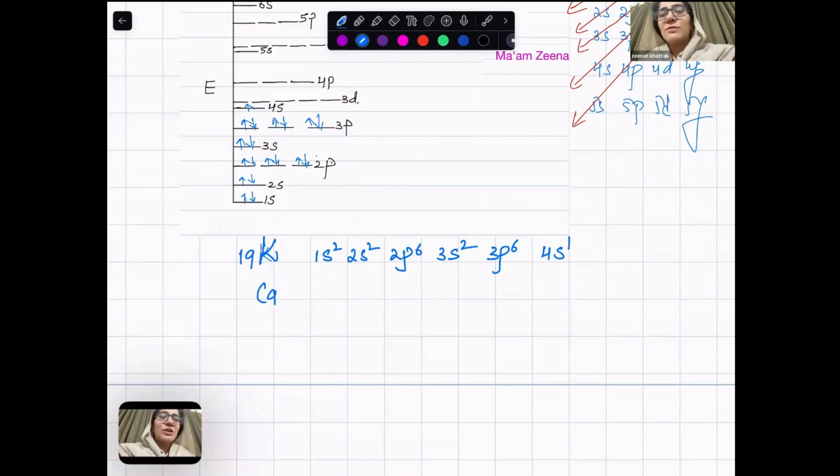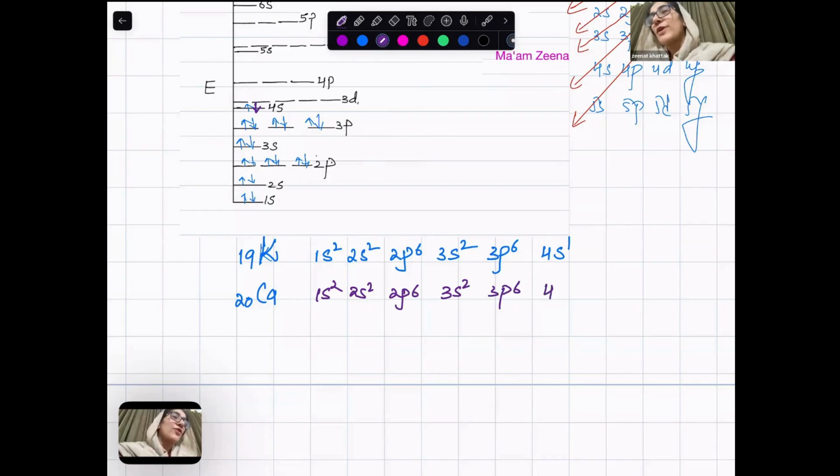The next is calcium, 20. So what will happen in calcium 20? Again counting 1, 2, 3, up to 19 and 20. So what is the configuration? 1s2, 2s2, 2p6, 3s2, 3p6, 4s2. This is calcium.